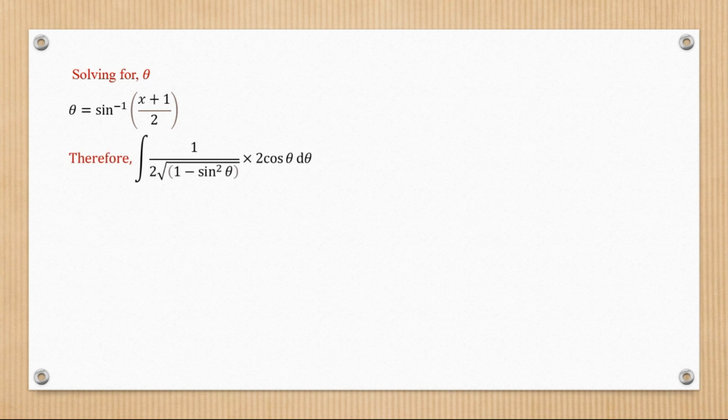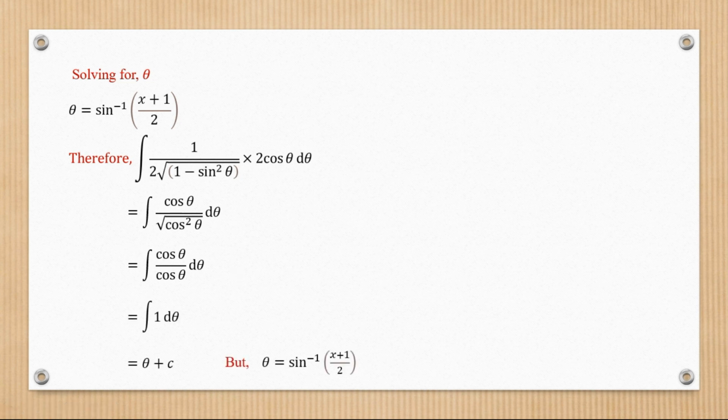So therefore, our integral becomes 1 over 2 into the root of 1 minus sine squared theta times 2 cos theta. As you can already see, this 2 and this 2 cancel. So that's going to simplify everything. And then we can see that 1 minus sine squared theta is the same as cos squared theta. So if we find the square root of this, we'll have cos theta over cos theta, of which that is 1. So the integral of 1 is theta plus c. But remember that theta is sine inverse of x plus 1 over 2, and that is it. So our final answer shall be equal to sine inverse of (x plus 1 over 2) plus c.